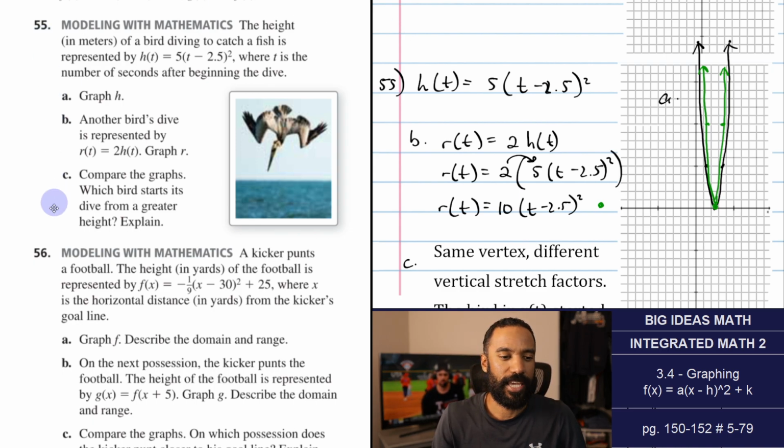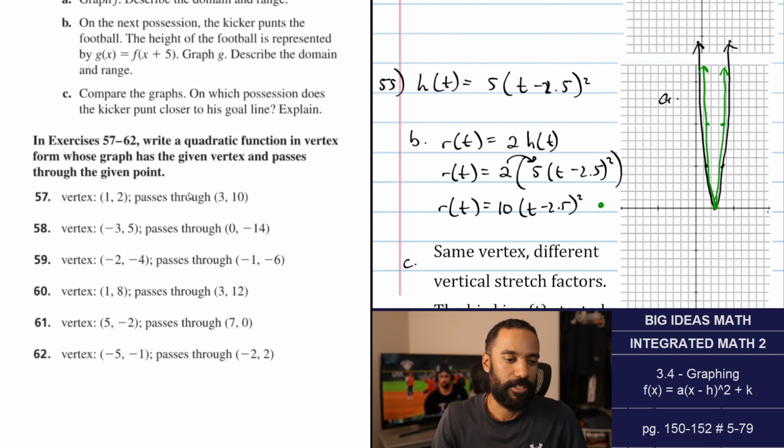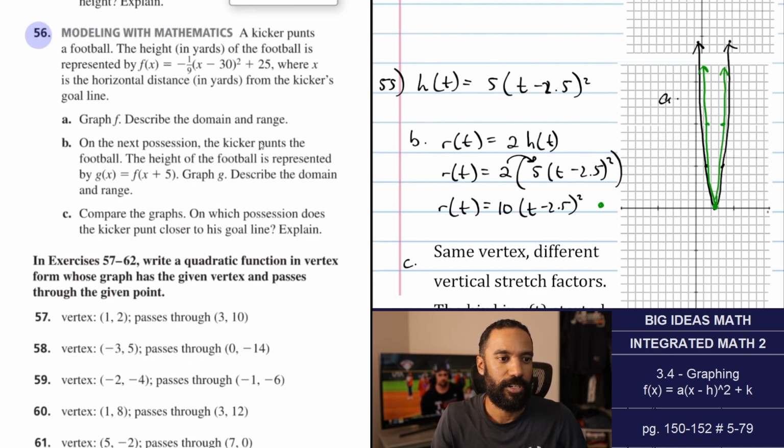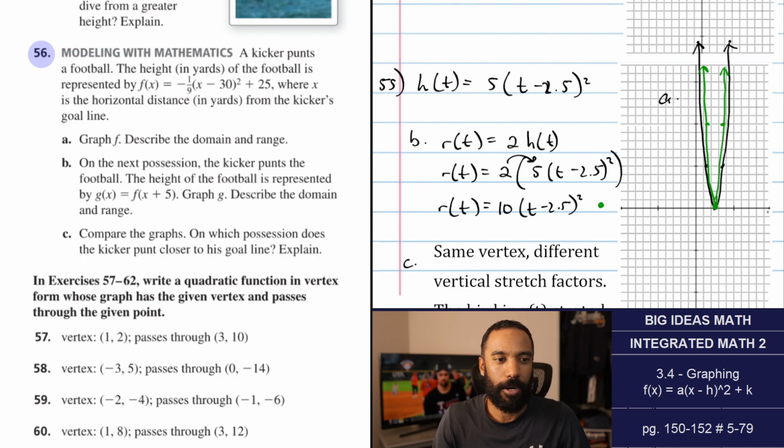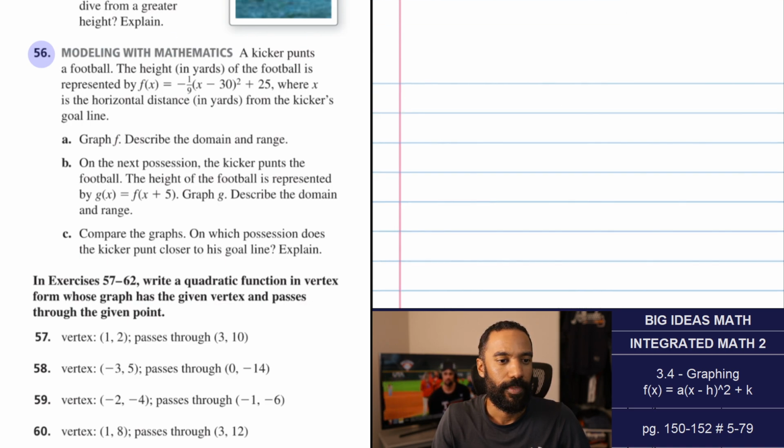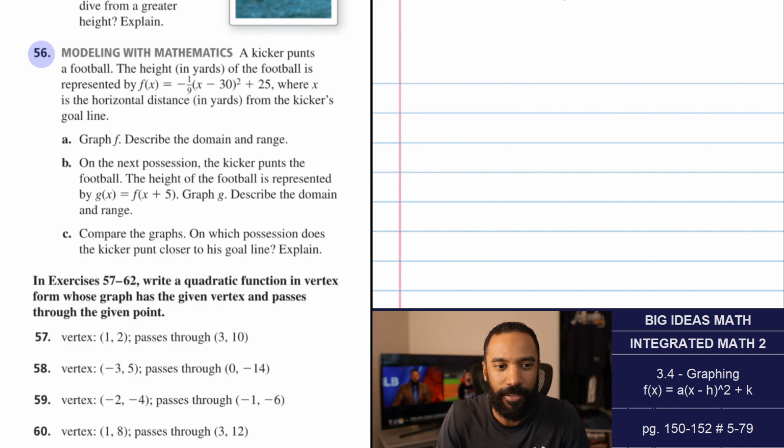All right, number 56. If they're all parts A, B, and C, I'd be done. Oh, good. That goes maybe a little faster. Parts A, B, and C. A kicker punts a football. The height in yards of the football is represented by that function there, where x is the horizontal distance in yards from the kicker's goal line. They do ask us to graph f.